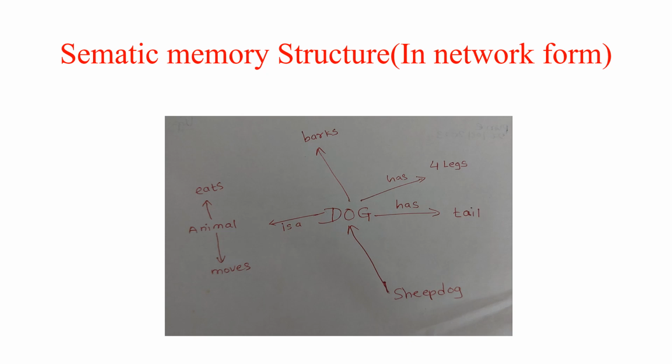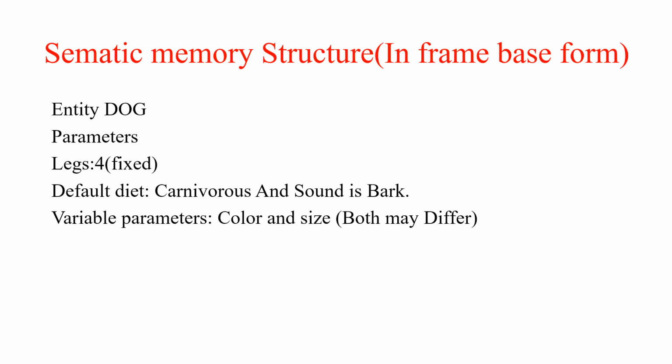Okay, so there is another structure also available for the semantic memory, and it is called a frame based structure. So what is happening in the frame based structure, we will see in the next slide. So this is the semantic memory structure in the frame based form. In that, the entity is dog. It is like a ladder type structure. Okay, so the entity is written dog, parameters are fixed.